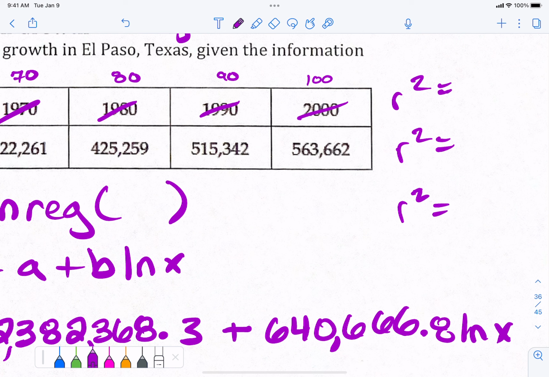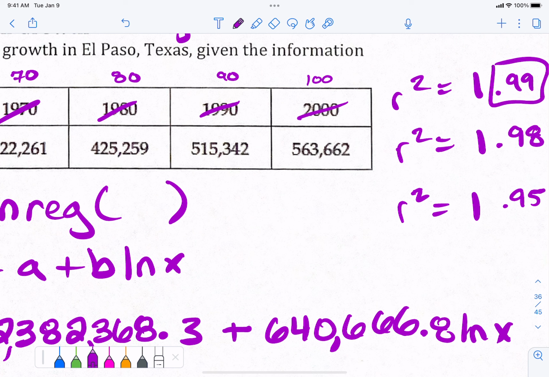You want your R squared to be close to 1. The closer it is to 1, the better it is. So if it's like 0.99 for one of them, or 0.98, or 0.95, you're going to choose the one that's closest to 1, out of the three. So exponential, logarithmic, logistic, which one is closest to a value of 1 for your R squared? Got it? Questions?